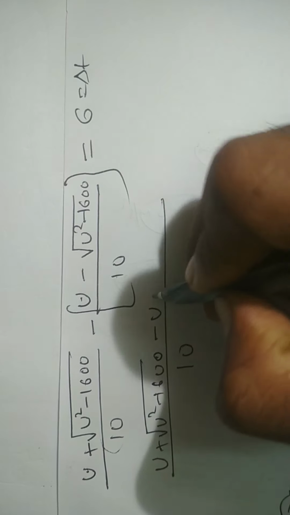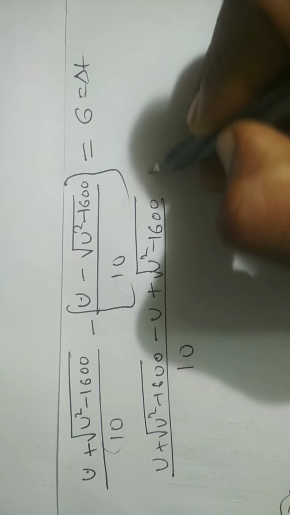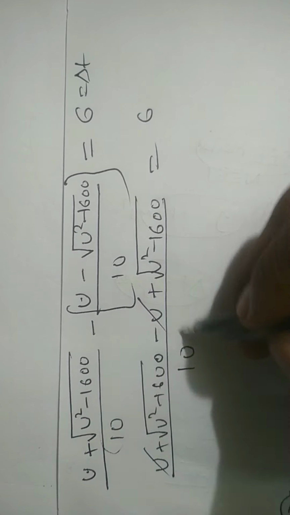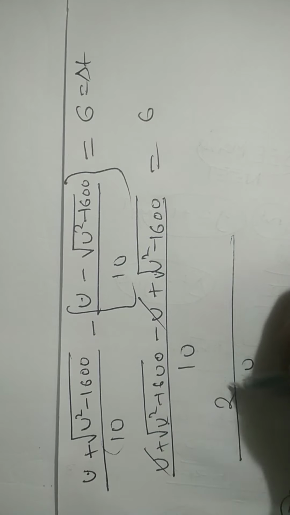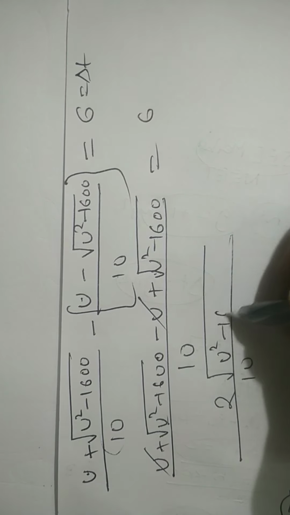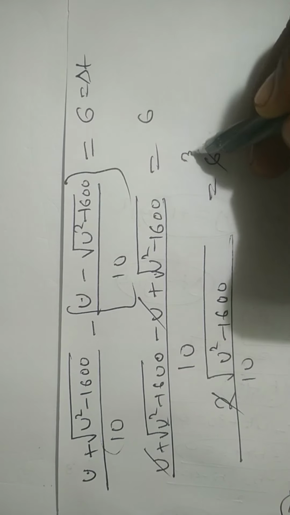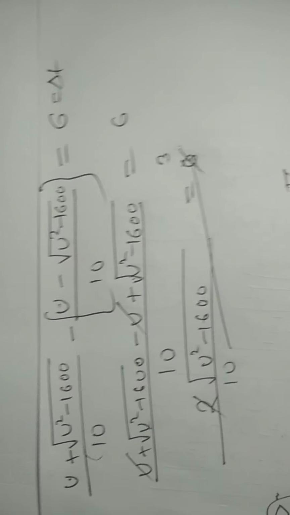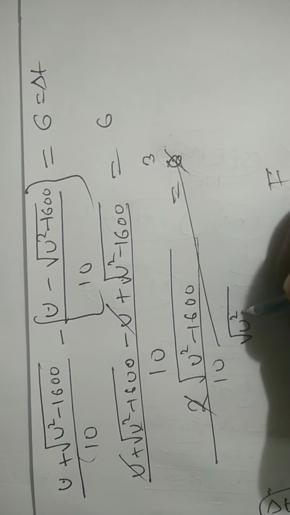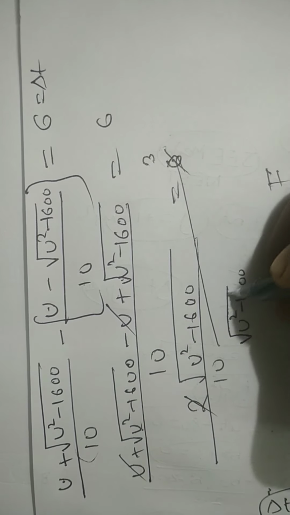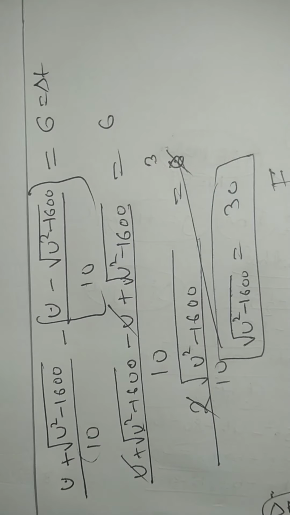Minus u plus root over u square minus 1600 is equal to 6. So this cancels. What are we left with? 10 at the denominator, and this added up: 2 root over u square minus 1600 is equal to 6. We can cancel it this way and cross multiply. Then what are we going to get? Root over u square minus 1600 is equal to 30. So we can solve this. So simple, a simple way of solving it.